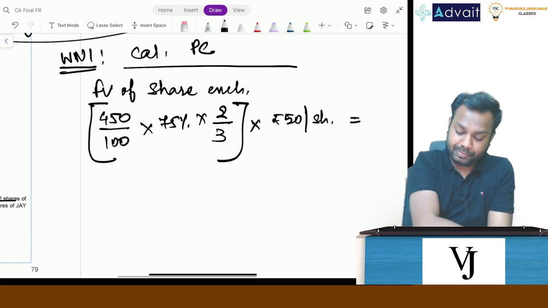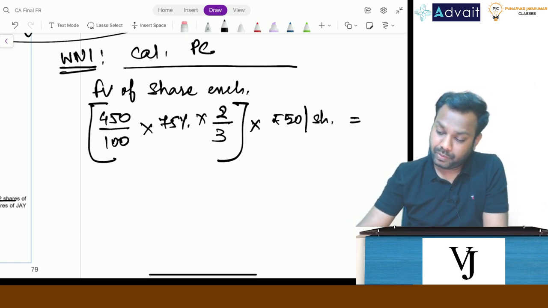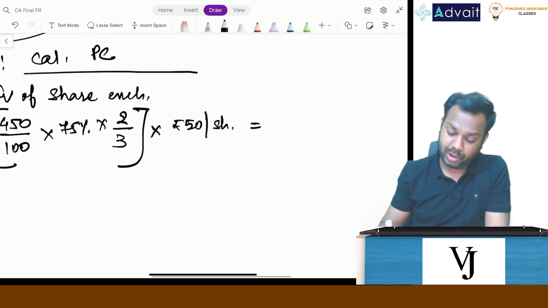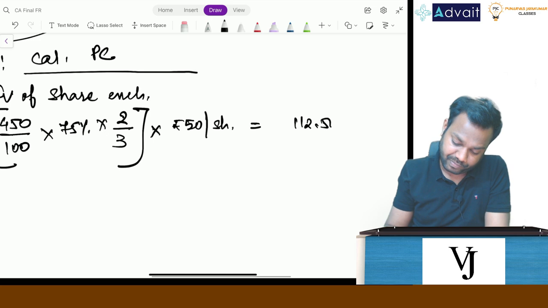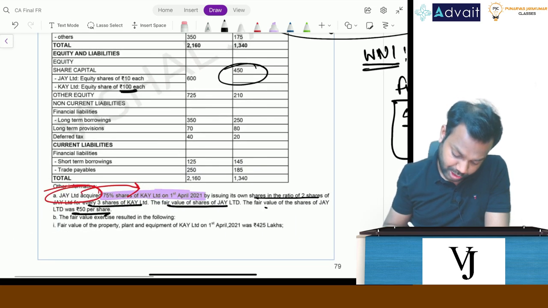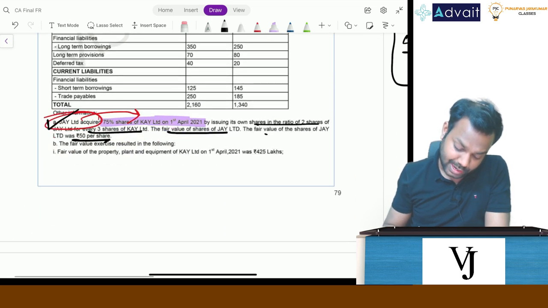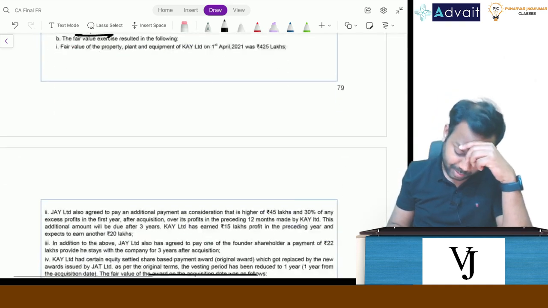What is the value? 450 divided by 100, 112.5. Right. Now further, so this point is sorted. First number point is sorted. Second is fair value of the property is for net assets. So I'm parking it as of now.